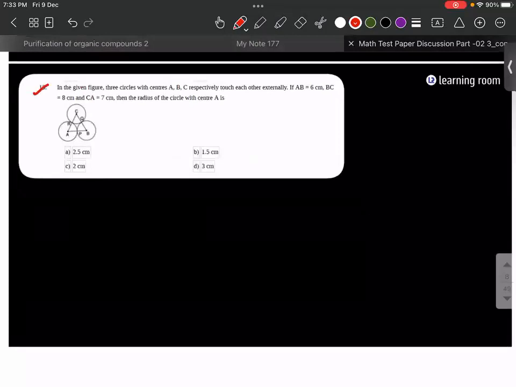15th one. In the given figure, 3 circles with centers A, B, C respectively touch each other externally. If AB is 6 centimeter, BC is 8 centimeter, and CA is 7 centimeter, then the radius of the circle with center A is.